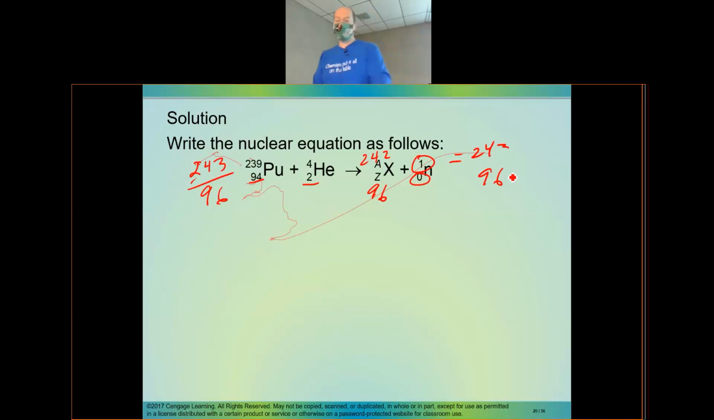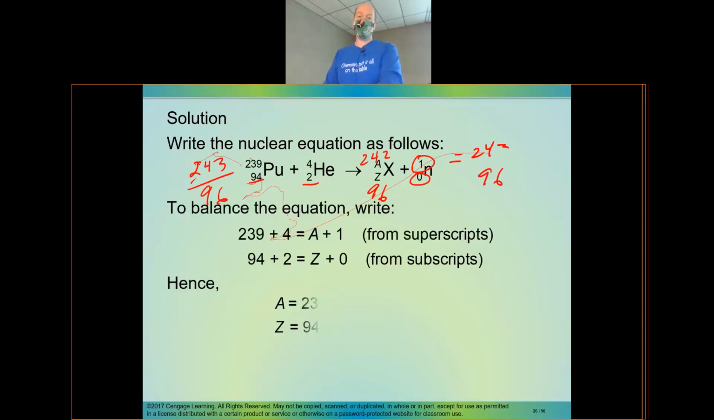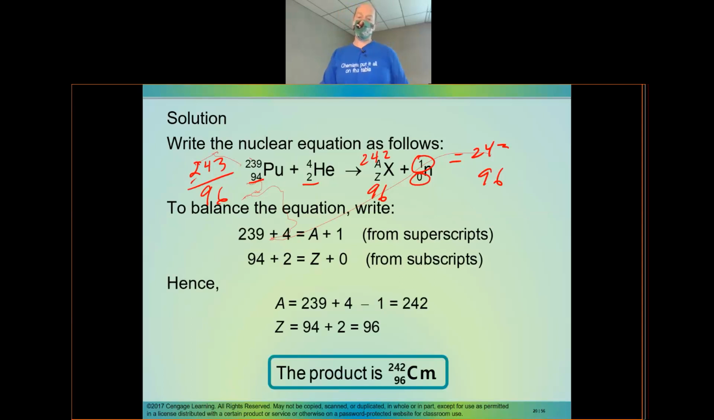So 242, 96. And then you look at the periodic table, you get what atomic number 96 is, and you see that that is Cm, and then you write the nucleus. Pu 238, they don't have to give you the 94, you have a periodic table. Then alpha, then neutron, and then your final answer was Cm 242, 96. So that's how you would write it in its notated form. Again, these questions should be quite simple.